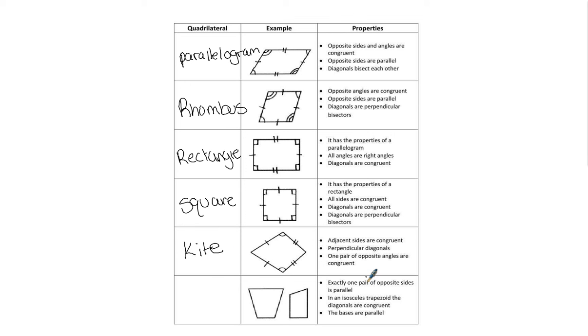And then our last one, exactly one pair of opposite sides are parallel. It is an isosceles trapezoid. In an isosceles trapezoid, the diagonals are congruent, the bases are parallel. And this is a trapezoid.